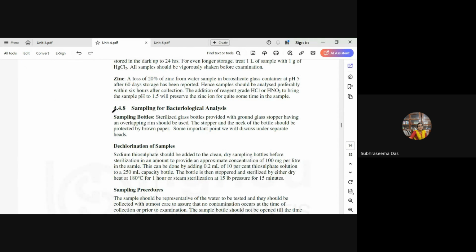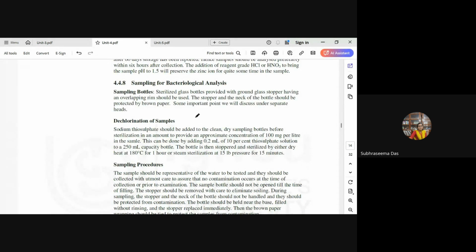Now, water samples are also associated with various biological species. So to study the biological analysis of water, we need sampling bottles with glass stoppers, and they should be covered with black paper or brown paper. Now, dechlorination of samples: sodium thiosulfate should be added to clean dry sampling bottles in sterilized water. First, the foremost step is that we should sterilize the bottles either by dry heating at 180 degrees centigrade for 1 hour or by steam sterilization.